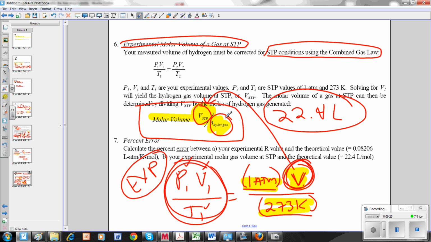The last step in your calculations is going to be calculating percent error. The theoretical value for R is 0.0821. The experimental value for molar volume of a gas should be 22.4. So then you would do your percent error calculations based on that. It's going to be experimental minus actual, divided by actual, absolute value, times 100. And that's how you do that calculation.